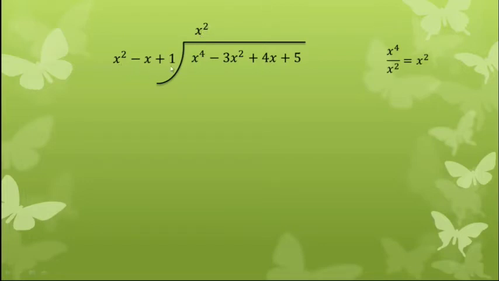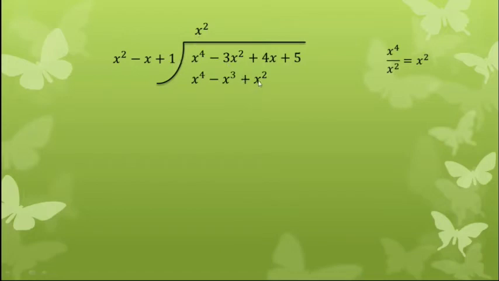Okay, now we will multiply the whole term by x square. So x square into x square, that is x to power 4, and x square into minus x, that is minus x cube, and x square into plus 1, that is x square. Now one most important thing: change of symbol, because it is subtraction, and in subtraction, you know, symbols are changed. So we need to change the symbol of this one.